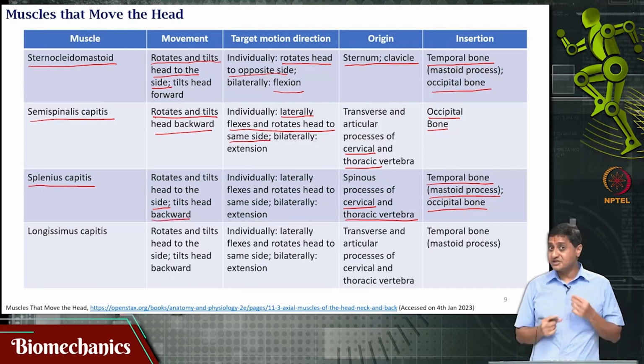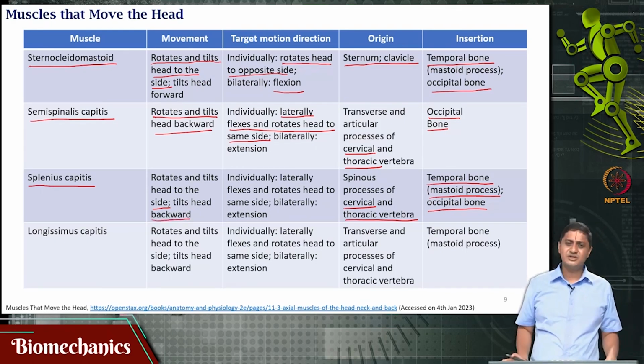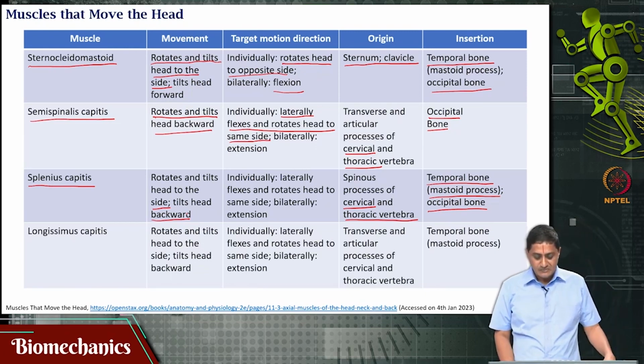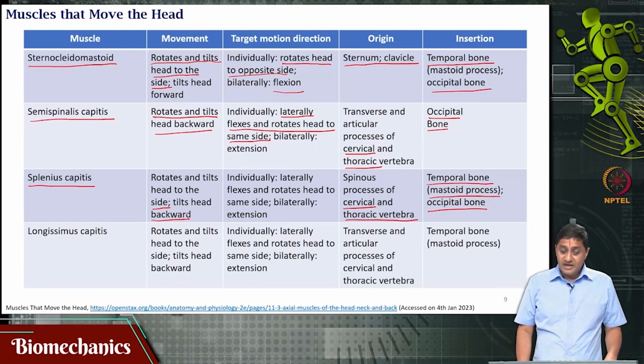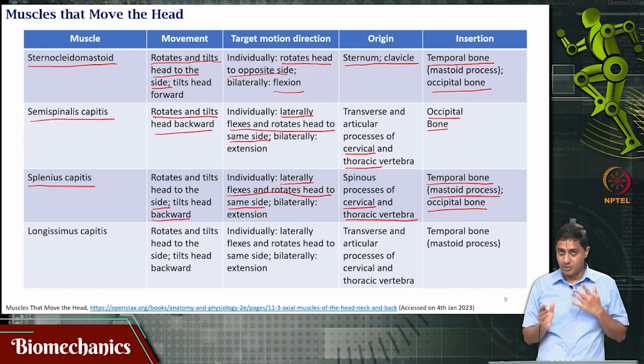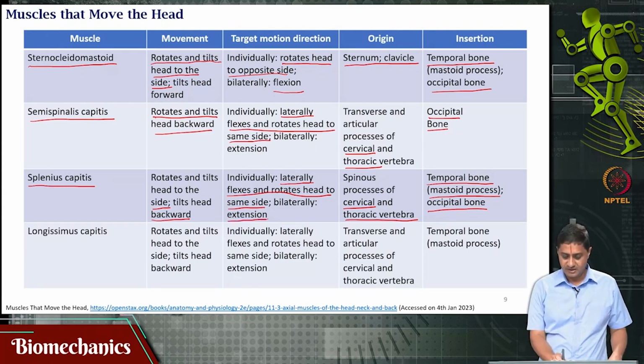So, one function is performed by more than one muscle. This is not new to us, right. For example, we saw in the case of elbow flexion, brachialis, brachioradialis, biceps, all of them perform the same function, right, elbow flexion. Individually, when only one side is active, it laterally flexes and rotates the head to the same side. When both of them are active, it extends the head, right.